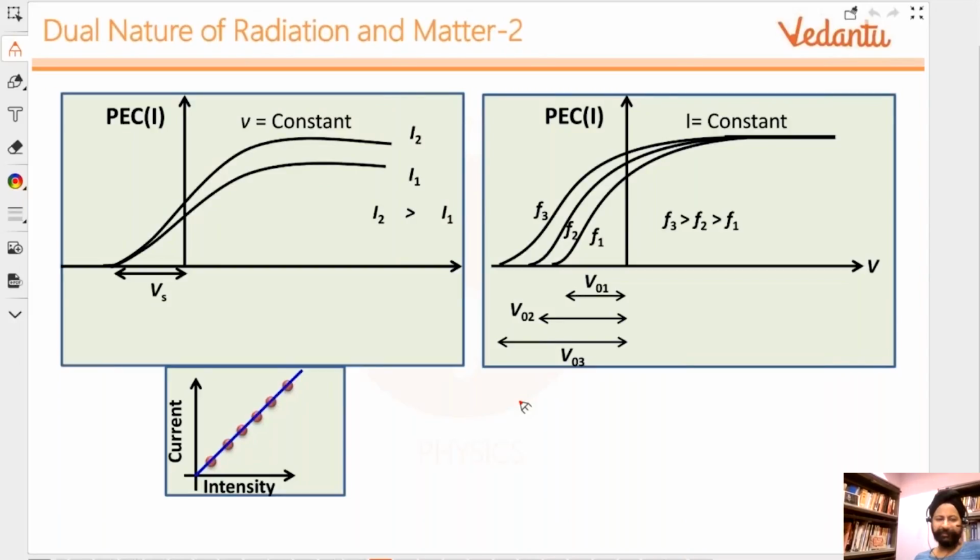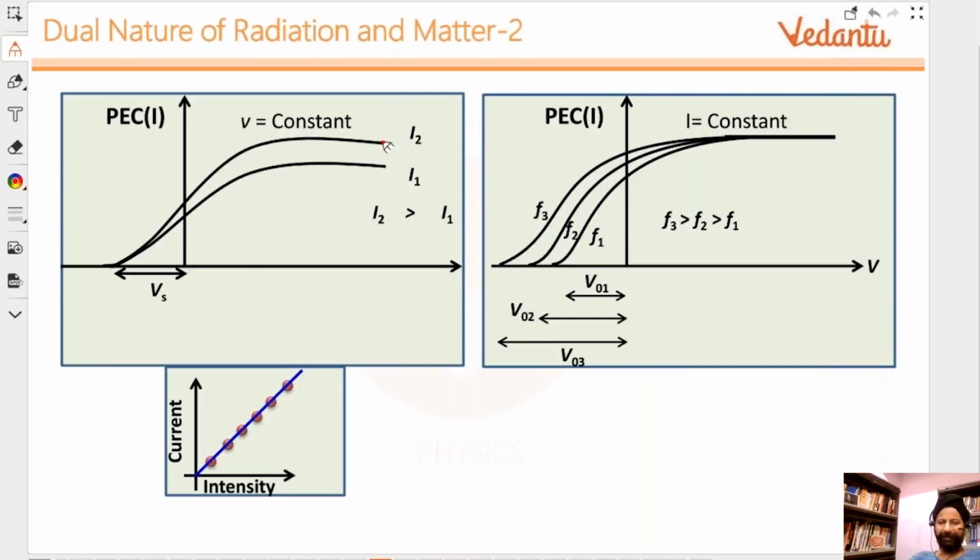Anybody who did not understand any of this, please let me know. Look at intensity versus current. Look at this tiny graph first. The more the intensity, the more the current. Double the intensity, double the current, because double the number of photons means double the number of electrons come out. One-tenth the photons, one-tenth the electrons come out. So this is directly proportional. Obviously, it's a straight line.